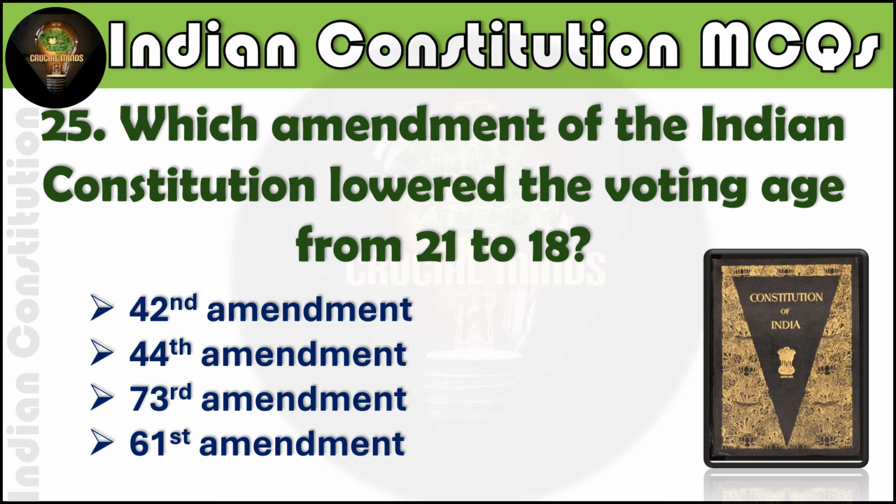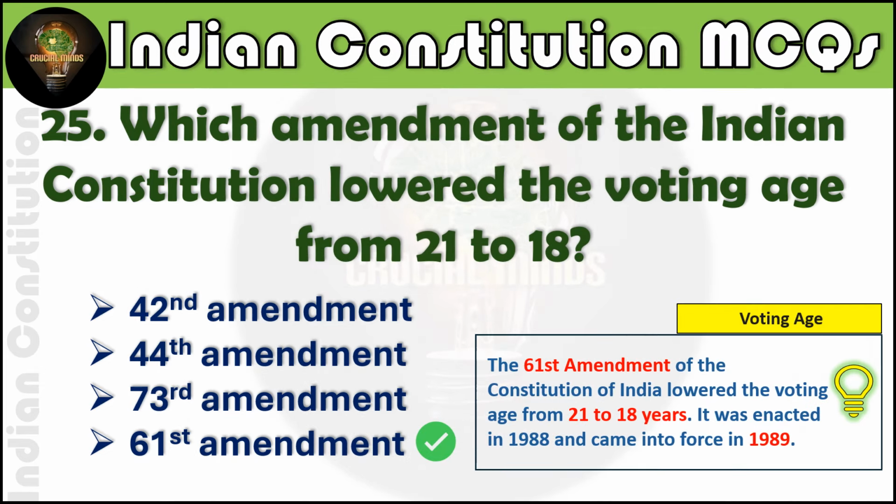Question number 25. Which amendment of the Indian Constitution lowered the voting age from 21 to 18? The answer is 61st Amendment. Explanation: the 61st Amendment of the Constitution of India lowered the voting age from 21 to 18 years. It was enacted in 1988 and came into force in 1989.